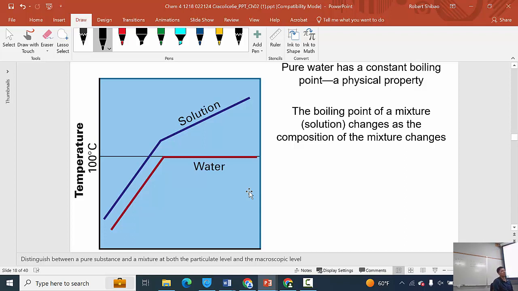And this is the whole concept behind a pressure cooker. In a pressure cooker, you want to increase the pressure so that water boils at a higher temperature. But this could also happen with salt.